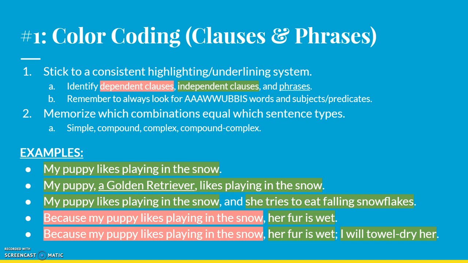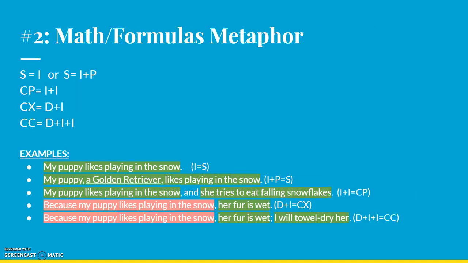If you can get good at recognizing those patterns, then you can try other memory tricks too. Some people are math minds and are mathematically oriented in their brains, so you might like trying to remember sentence types this way. If you are a formula person, you can try to memorize formulas like that S equals I or I equals S, or that S equals I plus P. So what I'm doing here is I'm saying, hey, a simple sentence means 1 independent. They're the same thing. Or a simple sentence can be an independent plus a phrase. So my first 2 are S's, I equals S or I plus P equals S.